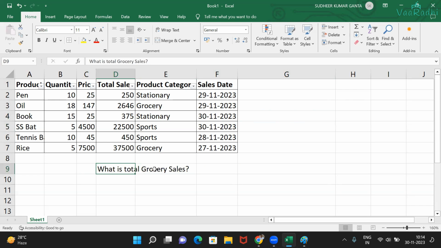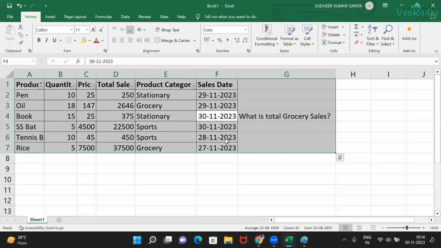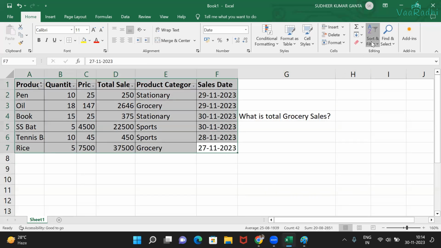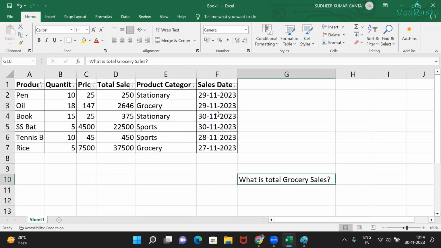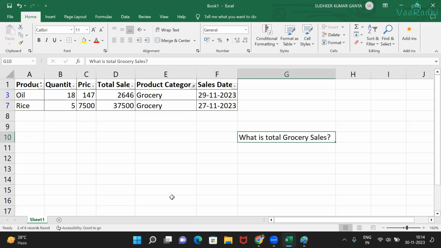What is my total grocery sales? This is my question now. So in such cases, I'll simply add a filter to my data. I'll go to the product category, unselect everything, and select only grocery, and see what happened.